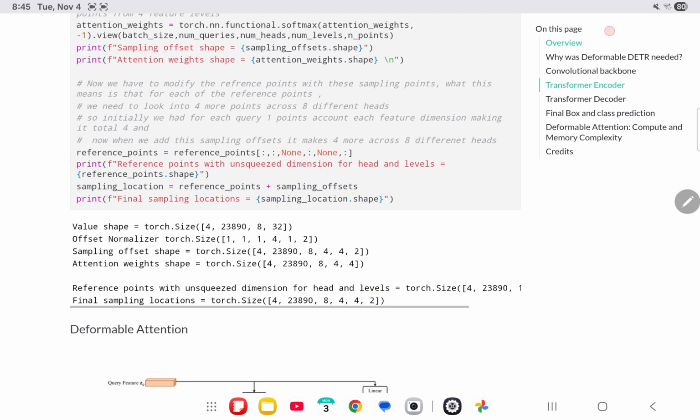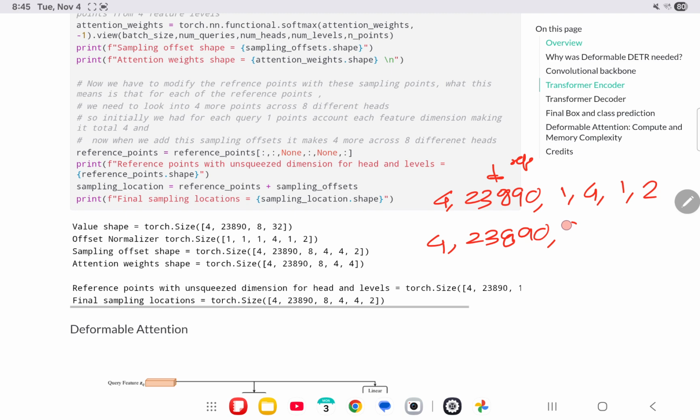Maybe I can explain it once again. What you have is the reference, 23980 comma 4 comma 1 comma 2, and the second one will be the network predicted delta x, delta y across 8 different heads, 4 points per level, and you add them up. What this addition does is, for each level you add 4 delta x, delta y's, and you finally get this. So this many sampling locations are there.